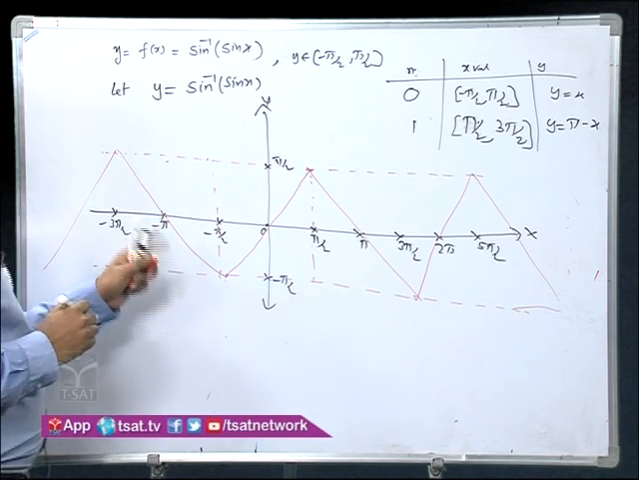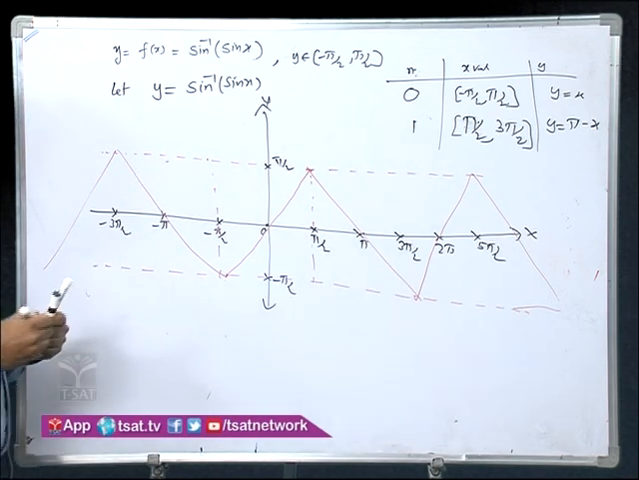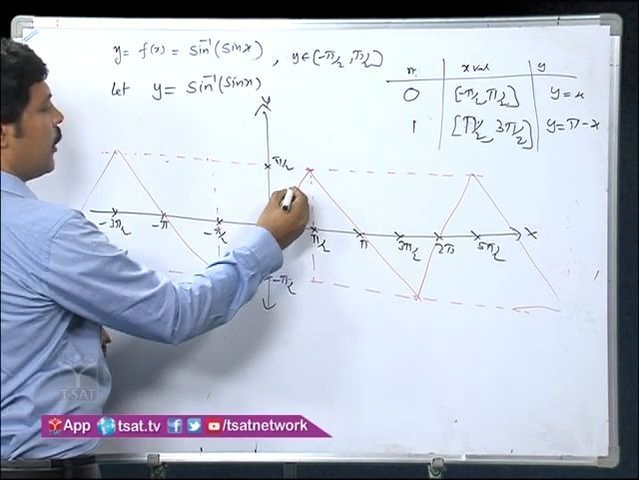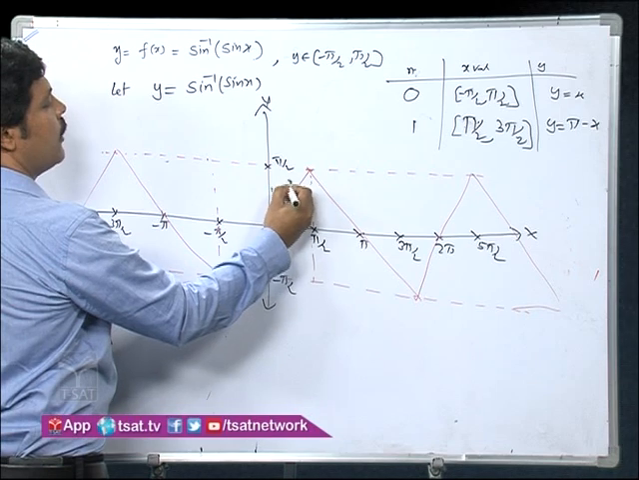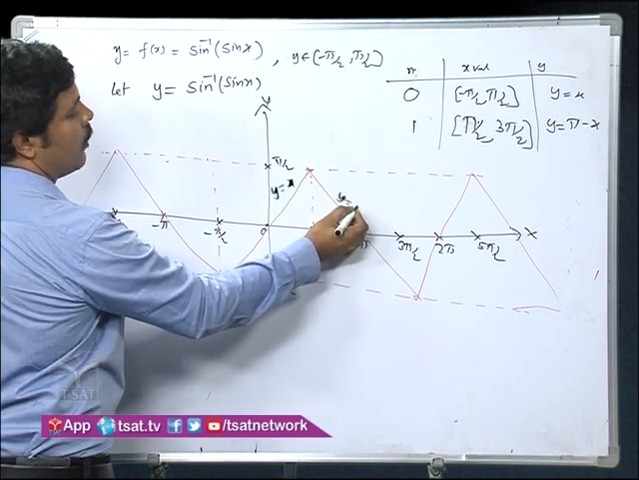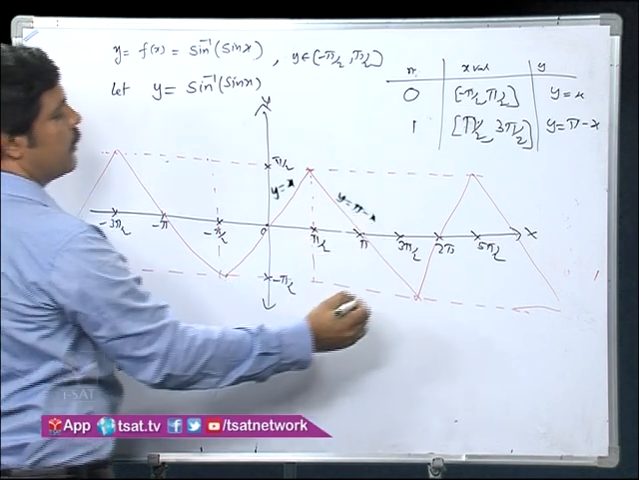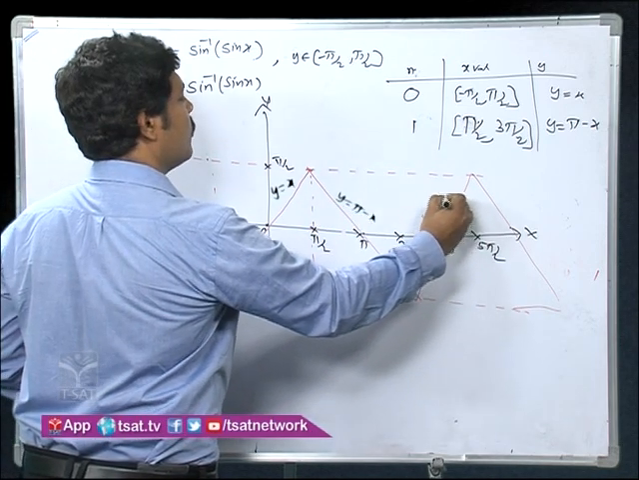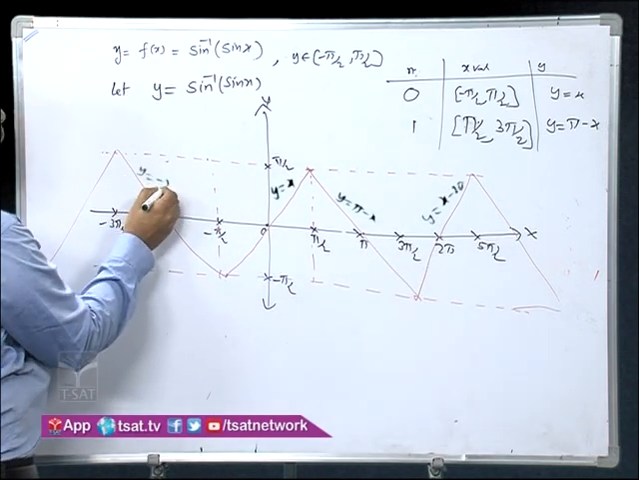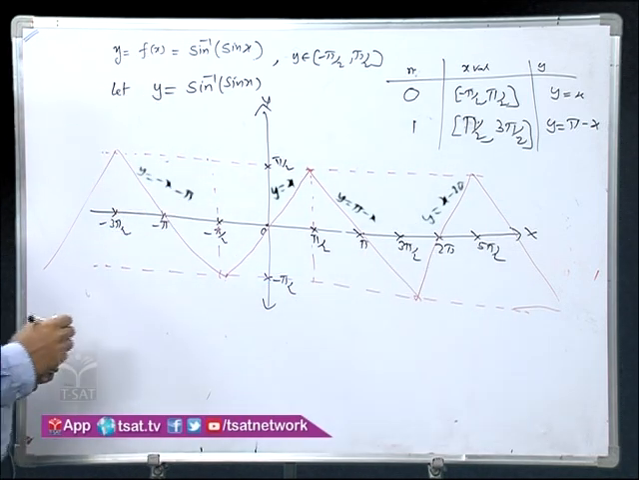This is the graph of sin inverse of sin x. Here, from -pi/2 to pi/2, the graph is y = x. Here y = pi - x. Here y = x - 2pi. Here y = -x - pi, like this. This is a very, very important graph.